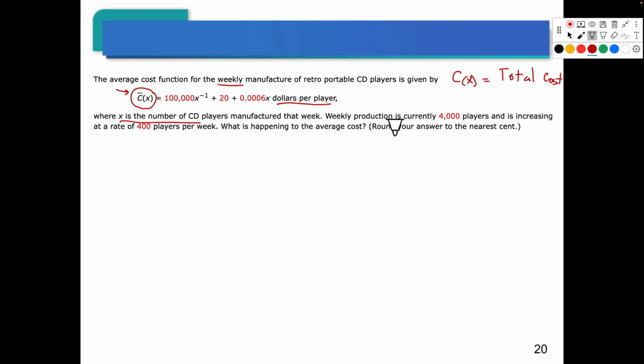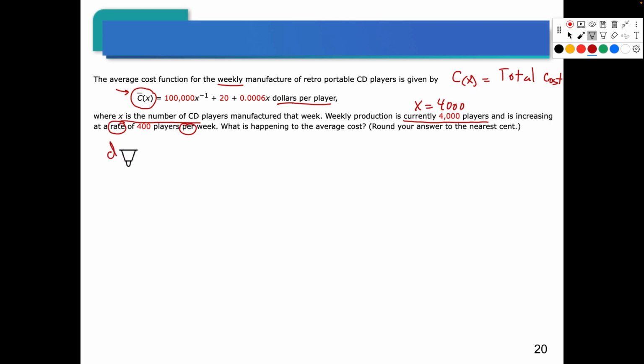And then they give us that weekly production is currently 4,000 players. So that's a particular time. This is X equals 4,000. And it is increasing, so that increasing is changing at a rate. So this is a rate, a changing rate, an increasing rate. This is a derivative, right? So that's what we have to see, the word rate, and we see players per week. Those are the two things we see. This is a derivative, okay?